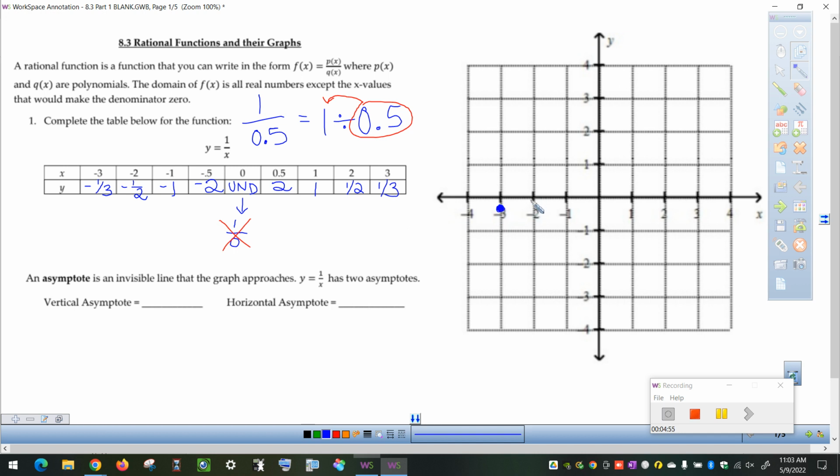All right, then when x is negative 2, we have a y value of negative 0.5. So it's a little bit further down. It's still only half a square down. Then we have the point negative 1, negative 1. Now, let's think about this next one. When x is negative 0.5, it's going to be right about here. And then that's going all the way down here to negative 2.